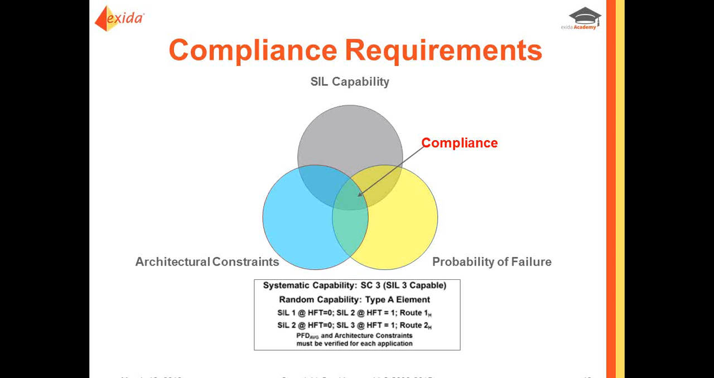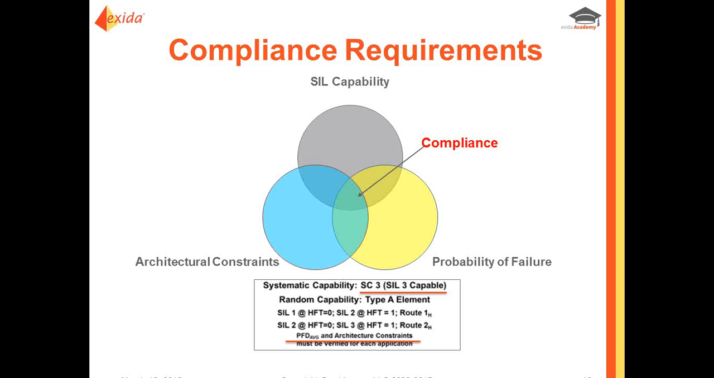If you look down at the bottom, this is that square now from the certificate. First of all, we can address the SIL capability. That's the same as systematic capable. You have your SC3 or SIL 3 capable. That's that first circle there. Next, you have your probability of failure, which is the PFD average, and your architectural constraints right there on the bottom of the box.